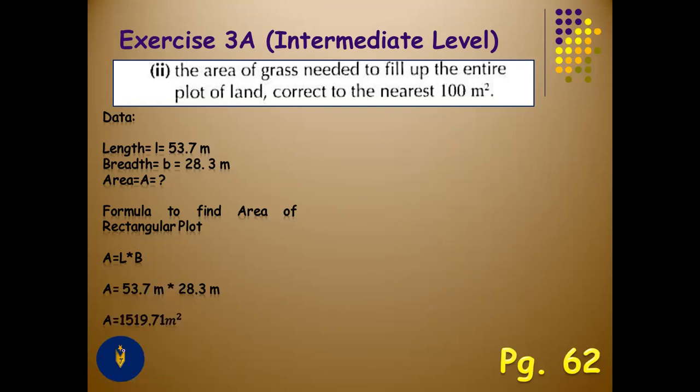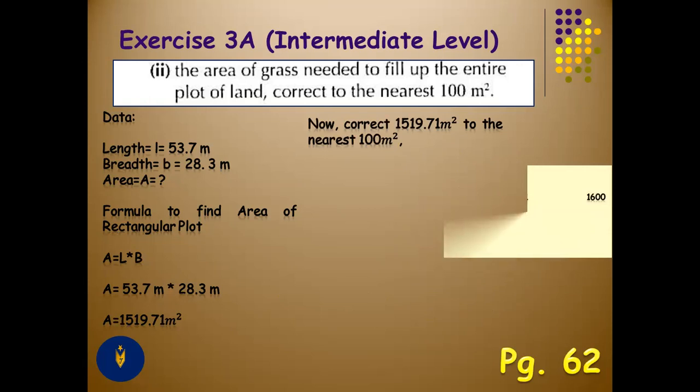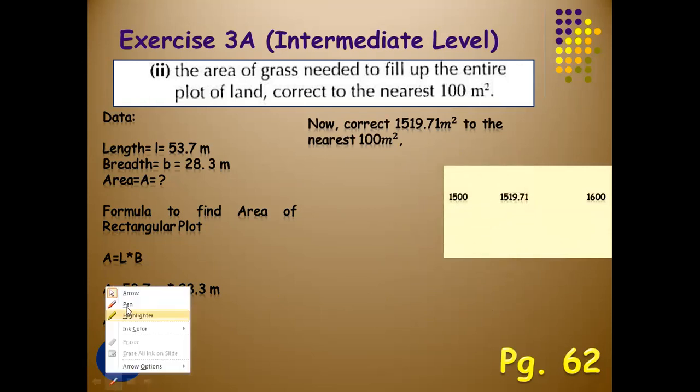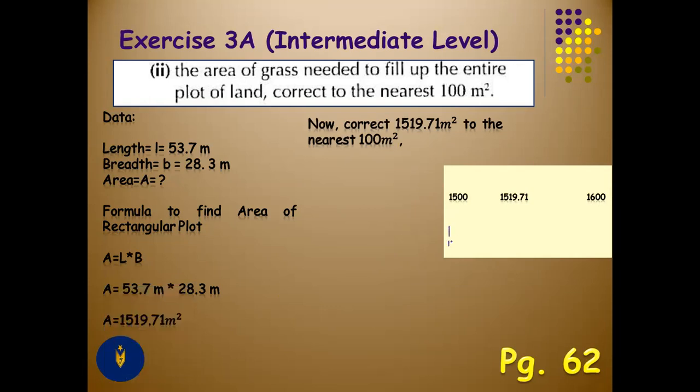Now this answer is not final because we have to correct this value or round this value to the nearest 100 meter square. So now correct 1519.71 meter square to the nearest 100 meter square. All right. So just consider a number line. If you are facing problem in this, so just remember one thing. It's 1500. You can consider.